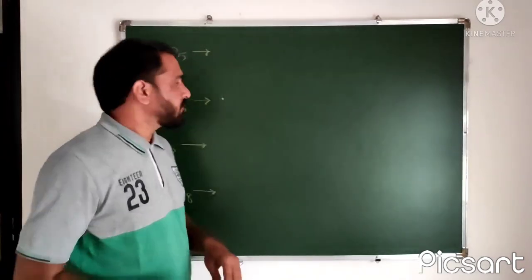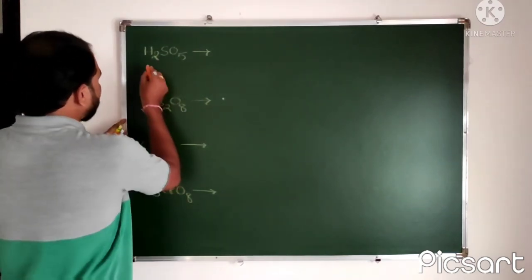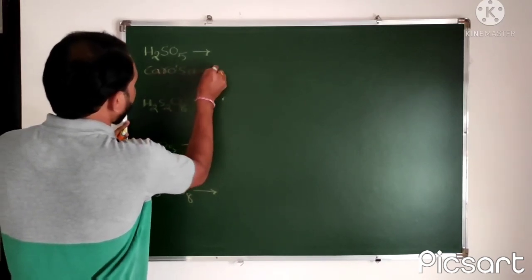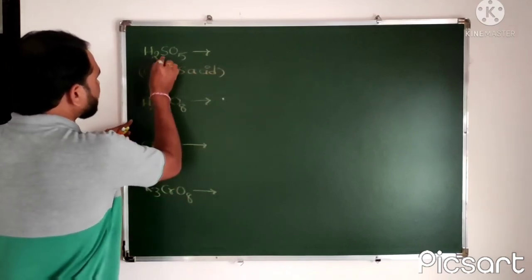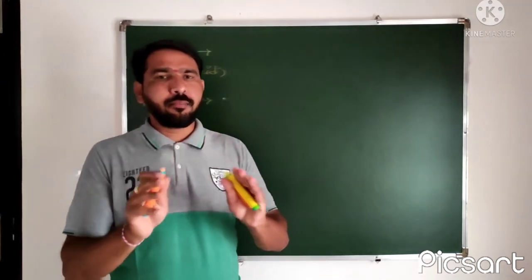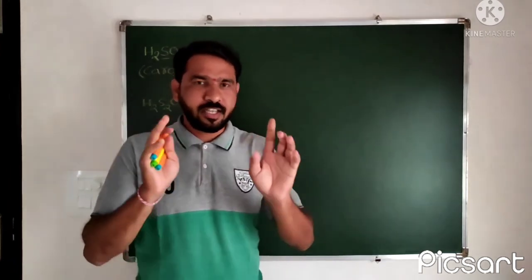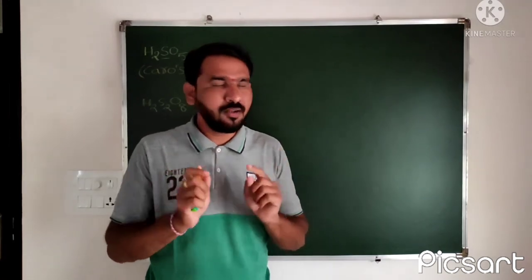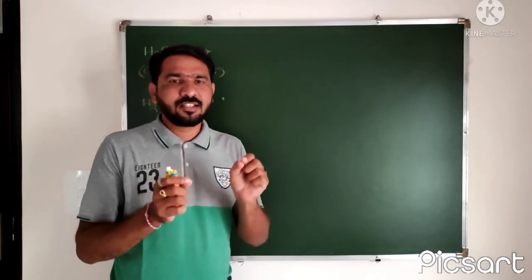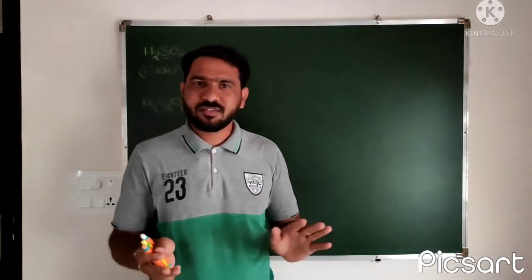Then coming to the next example, H2SO5, which is named Caro's acid. Here, what is the sulfur oxidation state? By general calculation, without using pen, paper and formula, easily we will get the oxidation state of sulfur. How? Listen carefully. This is very important, competitive level. Before getting the sulfur oxidation state, we need to calculate the surrounding oxygen oxidation state. By that, automatically you will get the oxidation state of sulfur.